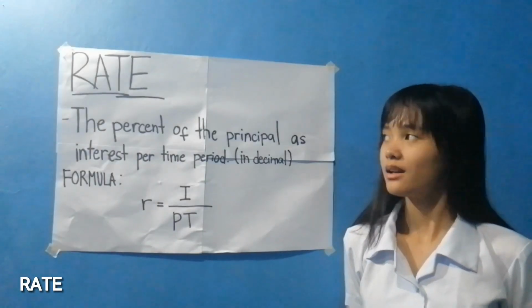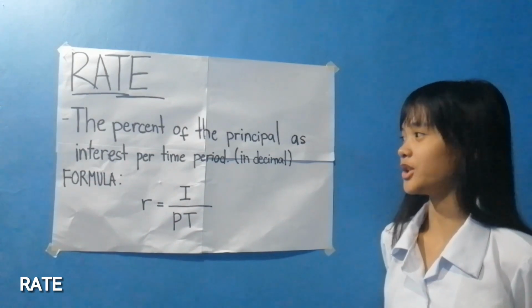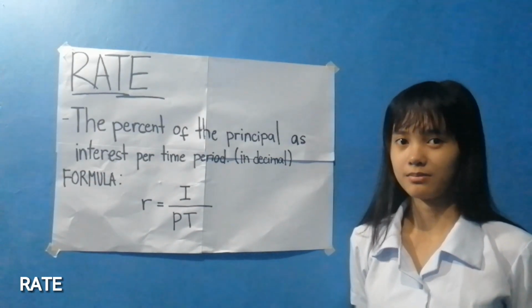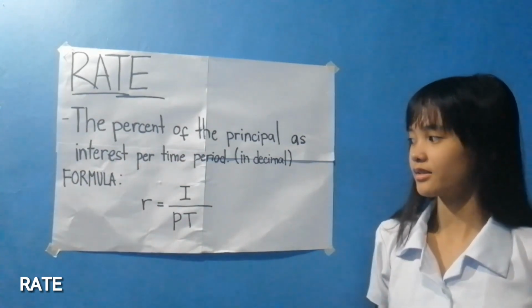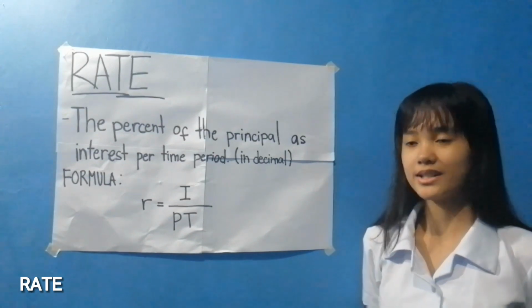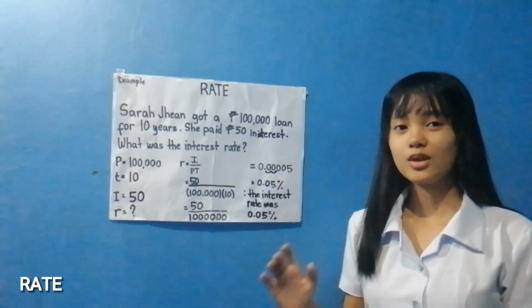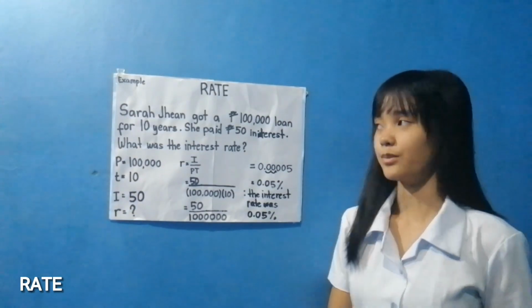What is rate? Rate is the percent of the principal as interest per time period. Always remember that rate is in decimal form. The formula of solving the rate is rate equals interest over principal times time. To understand more about rate, let's take a look at this example.